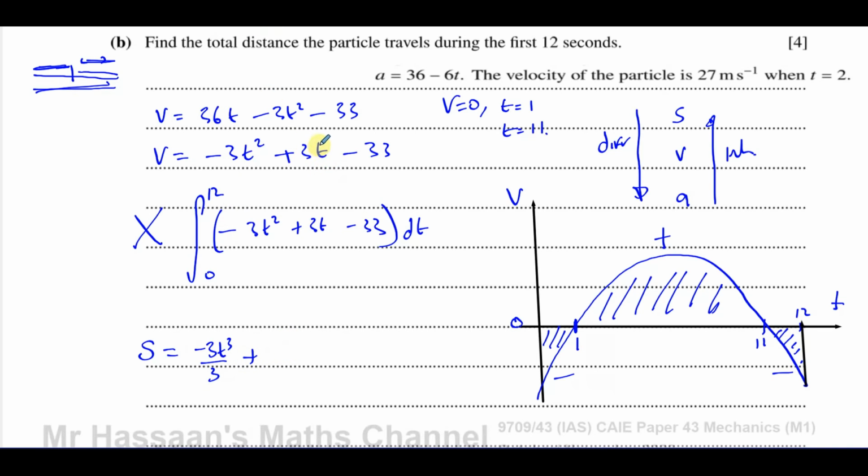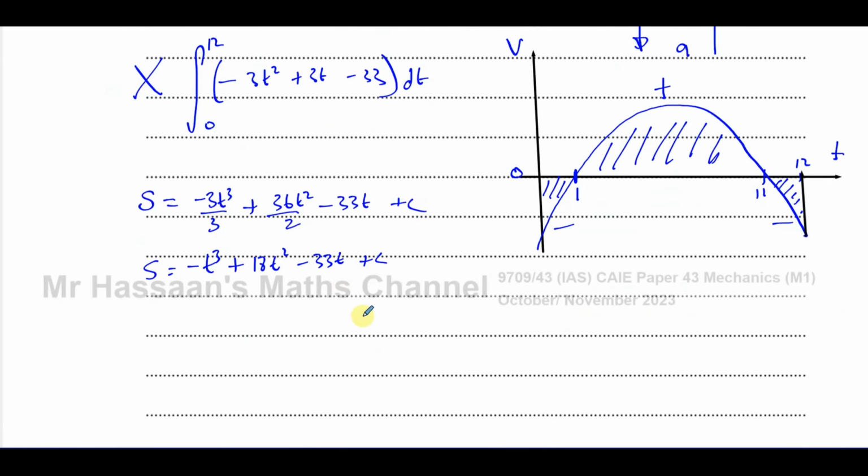Yeah, that's supposed to say 36t, by the way. Plus 36t squared over 2 minus 33t plus c. So the displacement will be given by negative t cubed plus 18t squared minus 33t plus c. So now, if we're going to put limits now, if we're going to find the distance now, that's for the displacement.